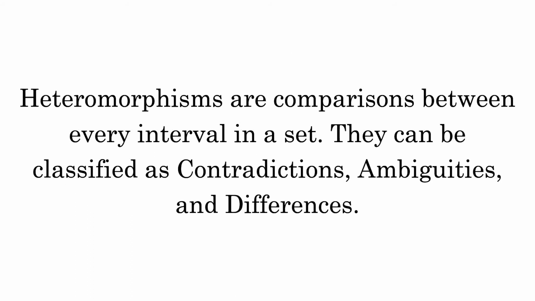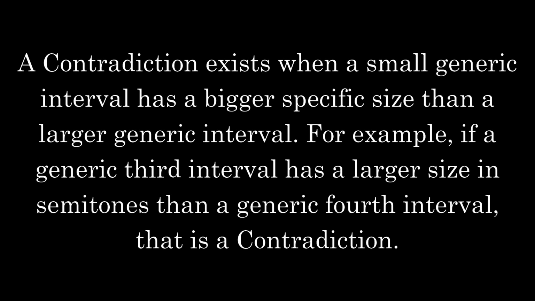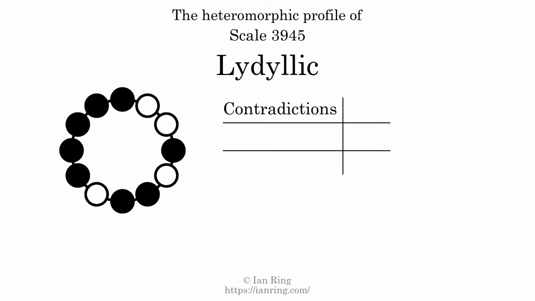Heteromorphisms are comparisons between every interval in a set. They can be classified as contradictions, ambiguities, and differences. A contradiction exists when a small generic interval has a bigger specific size than a larger generic interval. For example, if a generic third interval has a larger size in semitones than a generic fourth interval, that is a contradiction. The number of contradictions in this scale is 36.